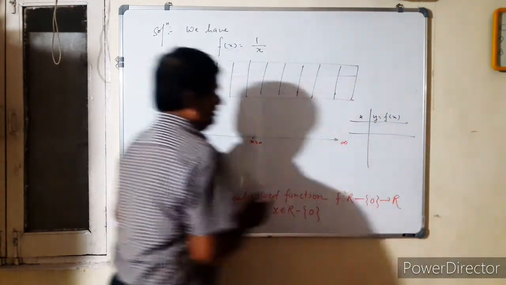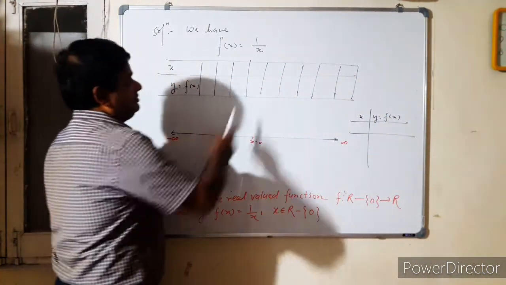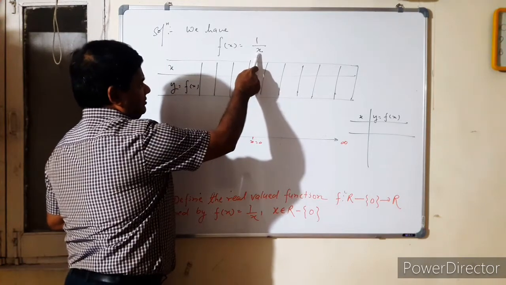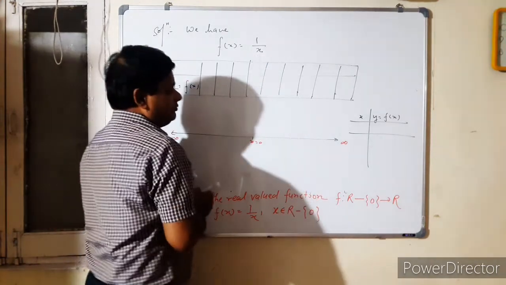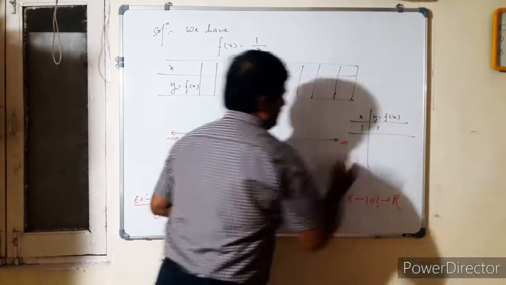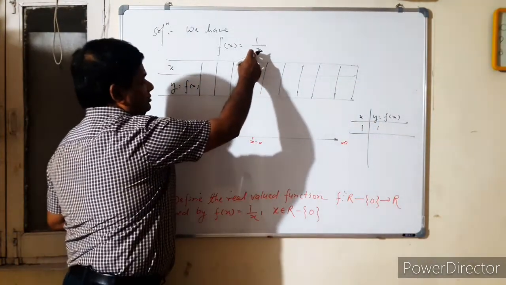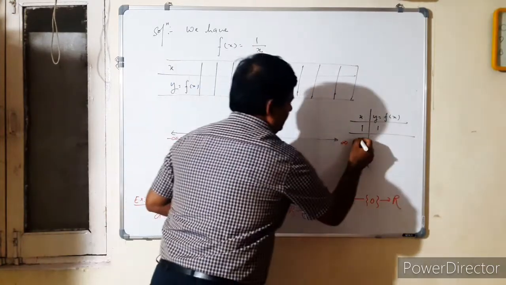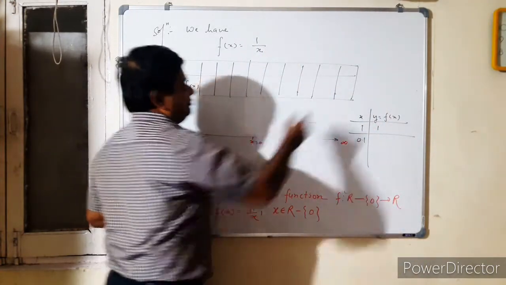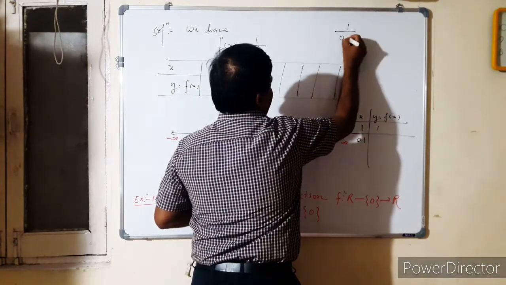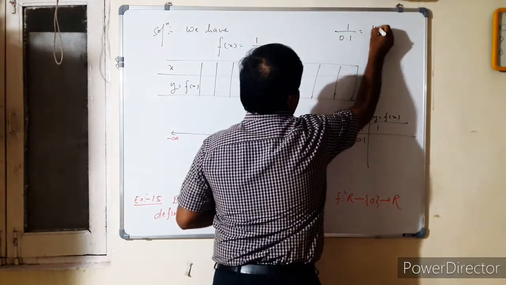Okay. Now see here. When x is equal to 1, 1 by 1 is 1. When x is equal to 0.1, if you take 1 by 0.1, it becomes 10.